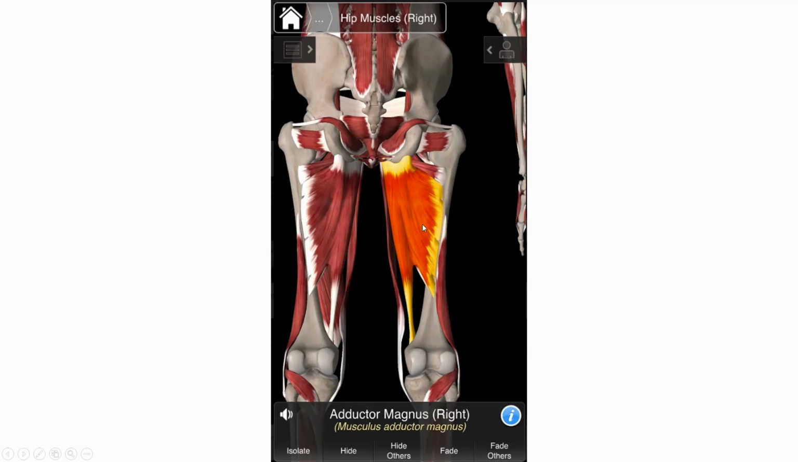So because Magnus has such a large origin, again, covering most of that inferior aspect of the innominate bone, and such a large insertion, it does a few things. So it is obviously an adductor. But in addition to that, the more anterior fibers are going to be flexors at the acetabulo-femoral joint, and then the posterior fibers are going to be extensors at the acetabulo-femoral joint. So Adductor Magnus serves a fairly important role in hip extension.